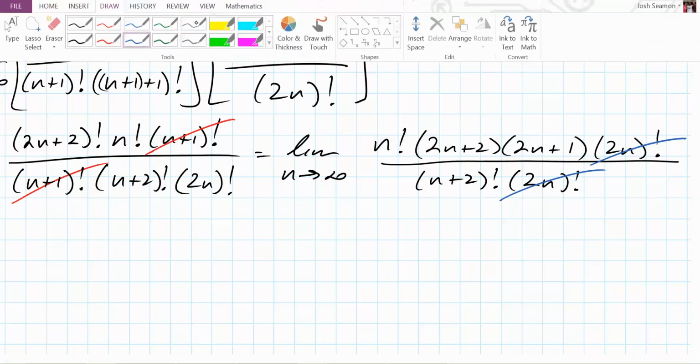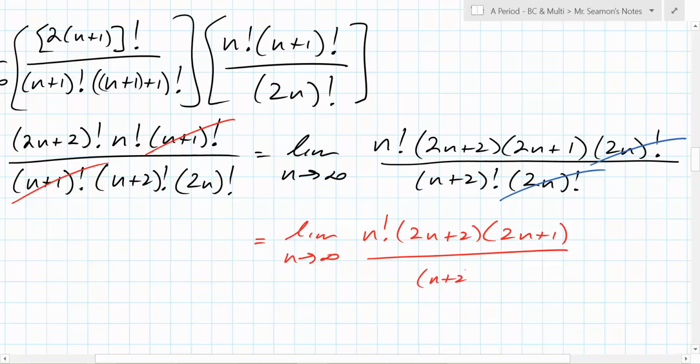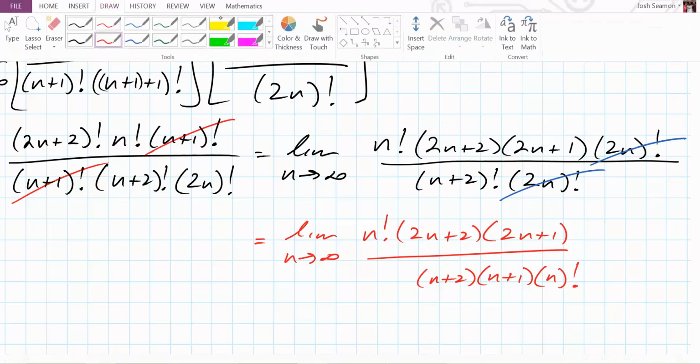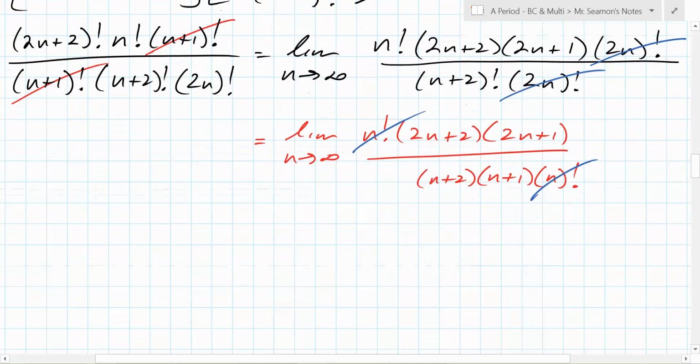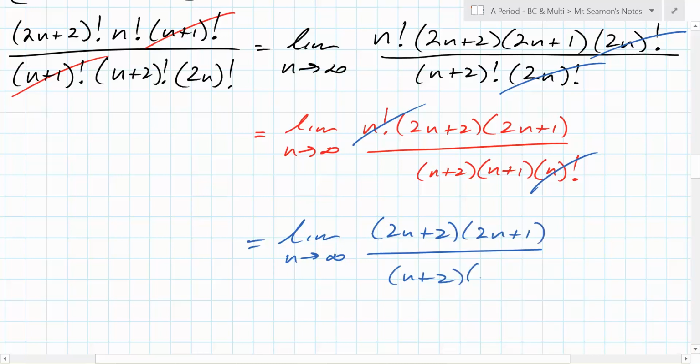Okay, so now what we can cancel out is, let's go a little further. So we have the limit as n goes to infinity. We only have that factorial on top. Do you already kind of suspect what this is going to do? You probably should. What's (n+2) factorial? (n+2) times (n+1) times n factorial, right? Is that true? Yeah, it is. So now this goes away, leaving us with the limit as n goes to infinity of (2n+2)(2n+1) over (n+2)(n+1).